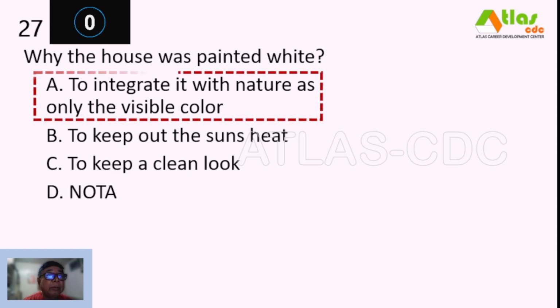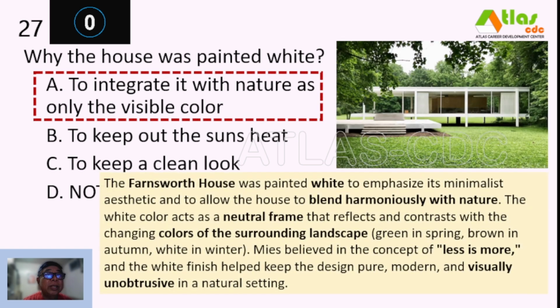And our correct answer is to integrate it with nature as the only visible color. So the Farnsworth House was painted white to emphasize its minimalist aesthetic and to allow the house to blend harmoniously with nature. The white color acts as a neutral frame that reflects and contrasts with the changing colors of the surrounding landscape: green in spring, brown in autumn, white in winter. Mies believed in the concept of less is more, and the white finish helped keep the design pure, modern, and visually unobtrusive in a natural setting.